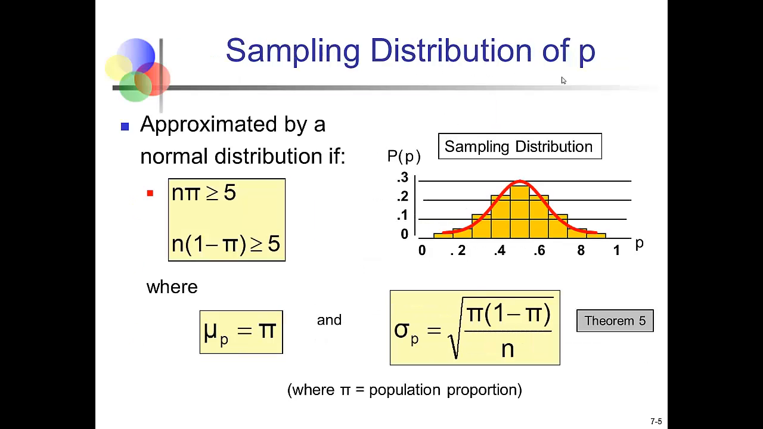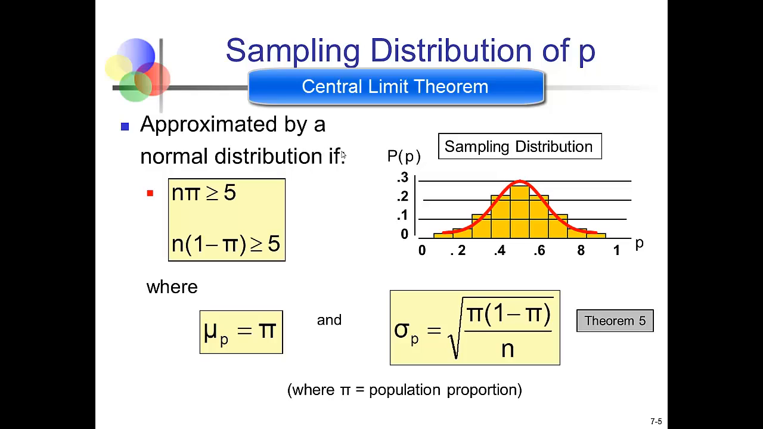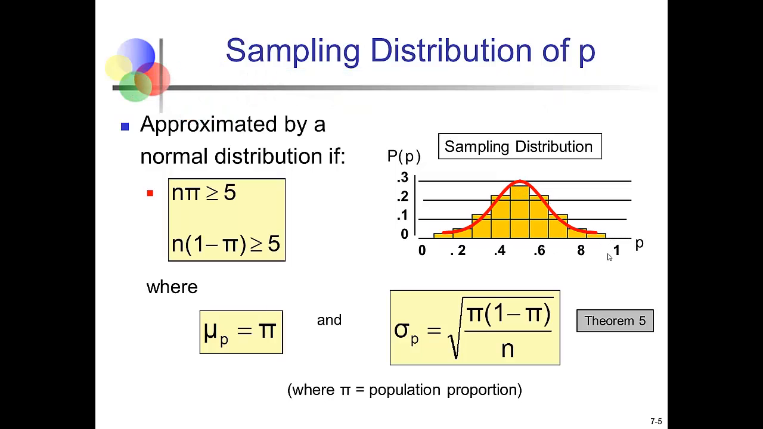The sampling distribution of these sample proportions is approximately normally distributed if the sample size times our population proportion is greater than or equal to 5, and the sample size times 1 minus our population proportion is greater than or equal to 5. If those two things hold, then we know that our sampling distribution is approximately normally distributed. So we would have a distribution that looks like the yellow bars, and we would say it is approximately normally distributed, like the red curve that's drawn above that.